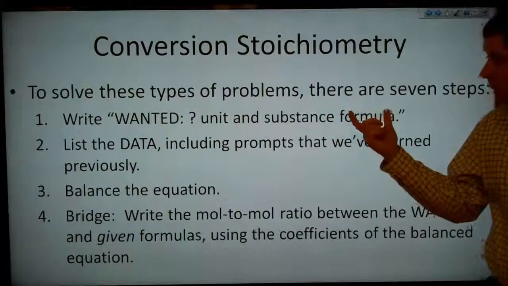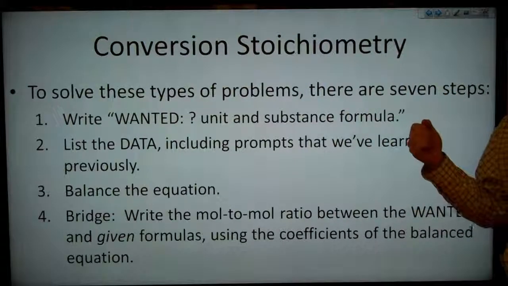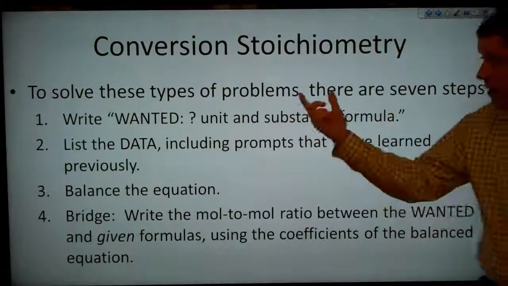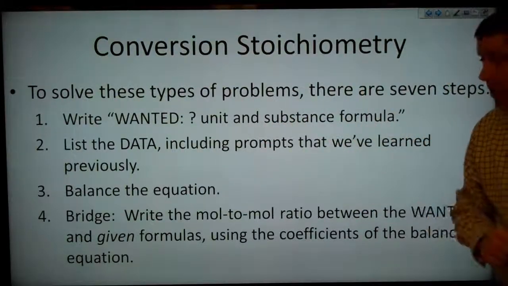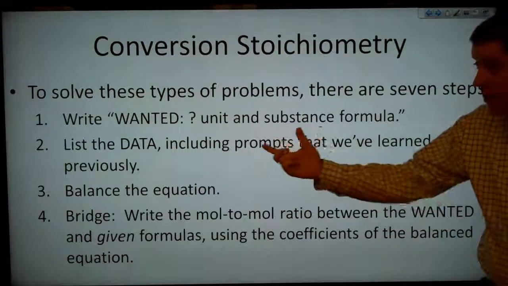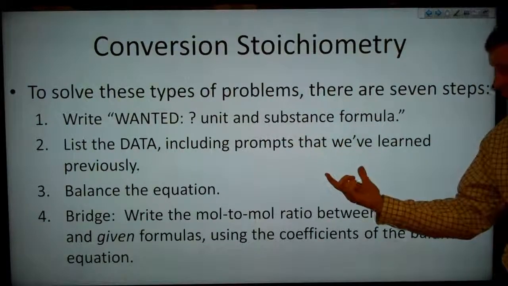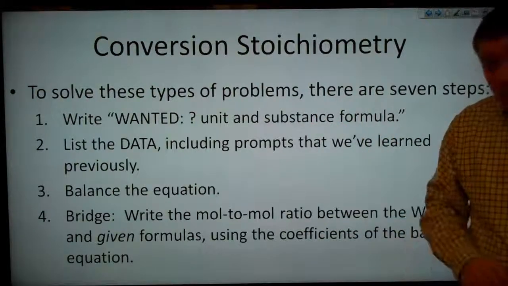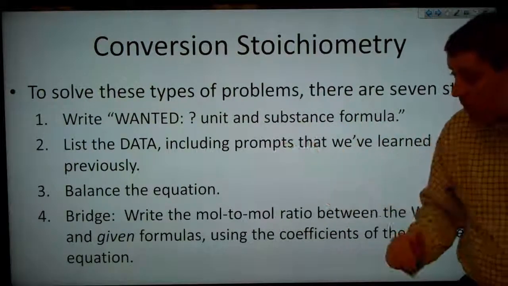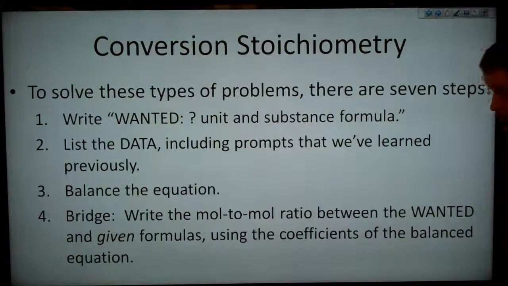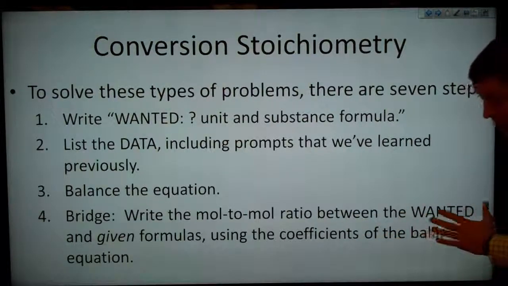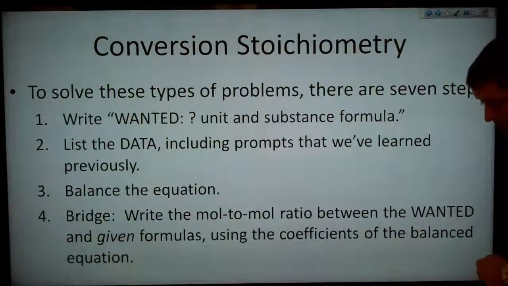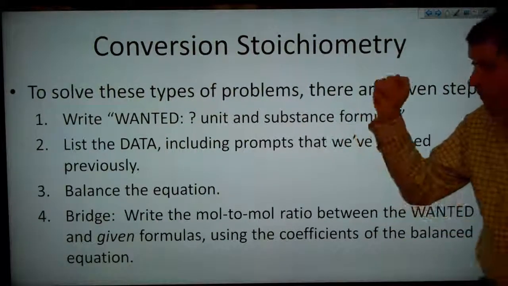To solve these types of problems, there are 7 steps. First, we write wanted equals question mark, and then the unit and substance formula that are wanted. Second, we list the data, including the prompts that we've learned previously. Third, we balance the equation. Fourth, we use that equation to form our bridge. So we write the mol-to-mol ratio between the wanted and given formulas, using the coefficients in our balanced equation.